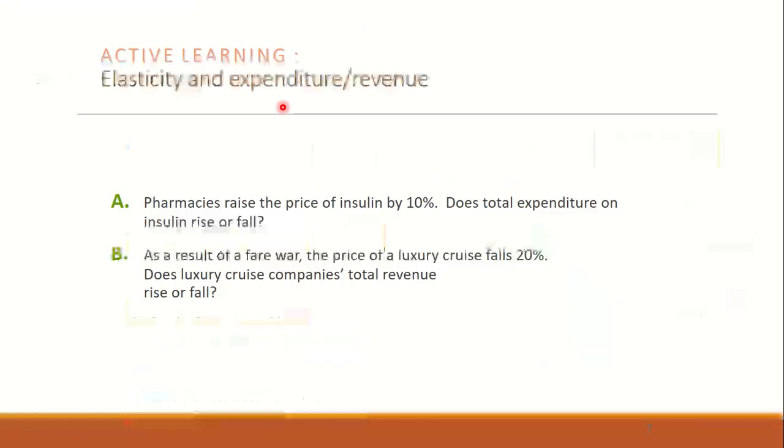Now comes active learning, elasticity and expenditure revenue. Question A is, pharmacies raise the price of insulin by 10%. Does total expenditure on insulin rise or fall? And question B is, as a result of a fare war, the price of a luxury cruise falls 20%. Does luxury cruise companies' total revenue rise or fall?